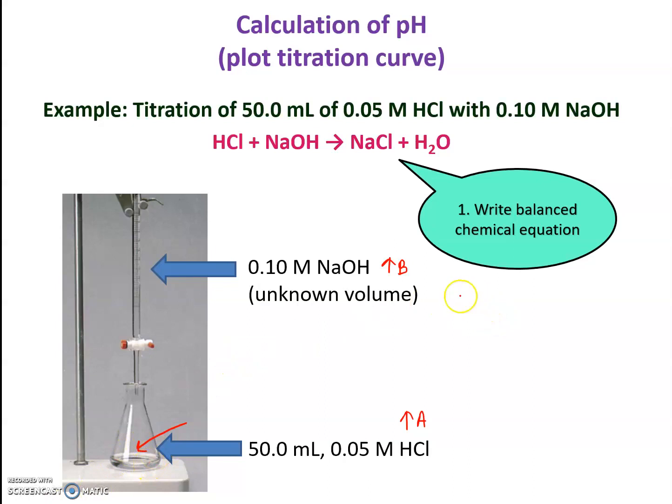So we want to plot the curve later. For the x-axis is the volume of titrant. We know that the titrant is sodium hydroxide, so you must write the volume of sodium hydroxide added in ml, versus pH. We want to measure the pH changes from initial until the end. And then after calculating, we can plot the titration curve.